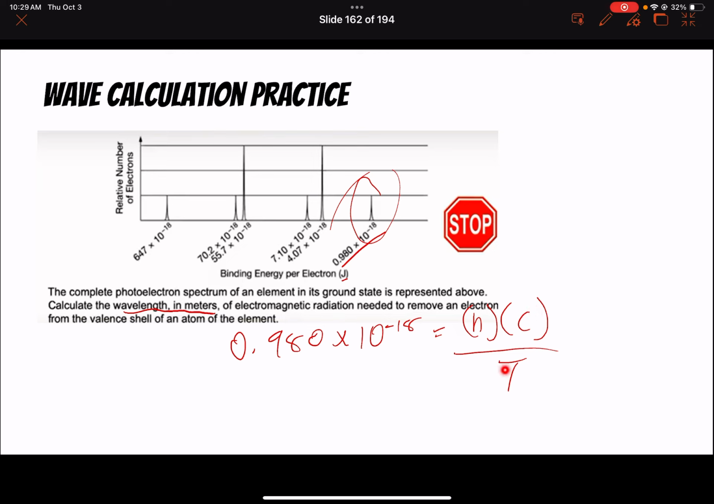Since you're solving for something on the bottom, you put the energy on the bottom and divide to find your wavelength. So our wavelength should come out to be roughly 2.03. You might not get the same answer I did, because I used 3.0 times 10 to the 8th, so it might not make a big difference. Or you might not be as exact as this, but it's fine.